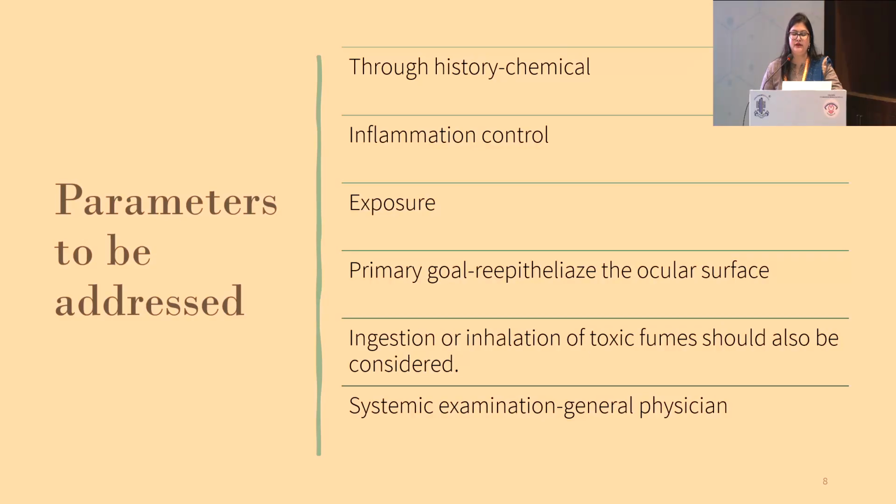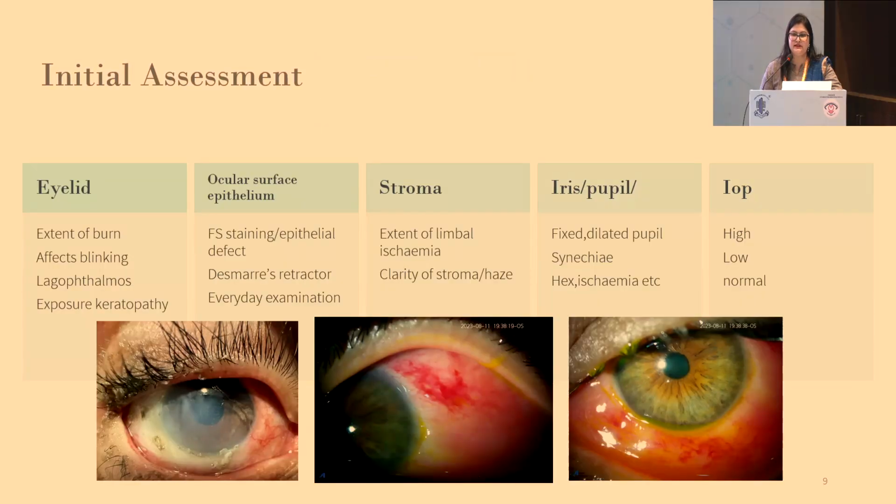The first line of treatment is inflammation control. The primary goal is to re-epithelialize the ocular surface. You also need to take the help of a general physician if the patient has ingested or inhaled toxic fumes. The initial assessment starts from the eyelids, where you see the extent of blink and the extent of injury. For the ocular surface epithelium, you see the fluorescein staining, and everyday examination is a must in these cases.